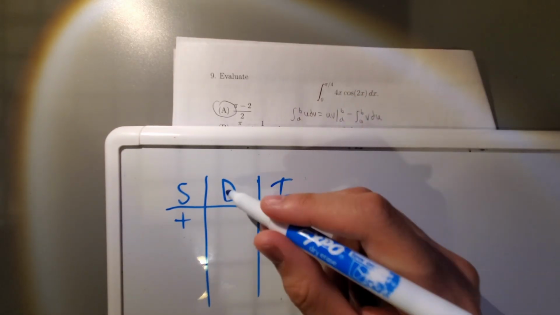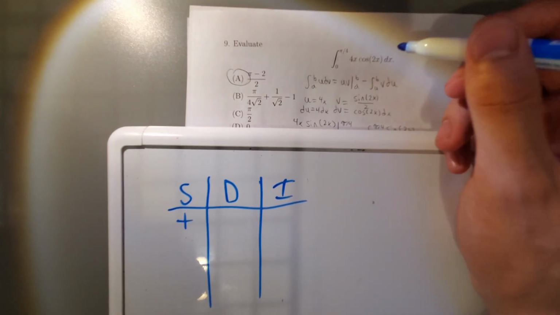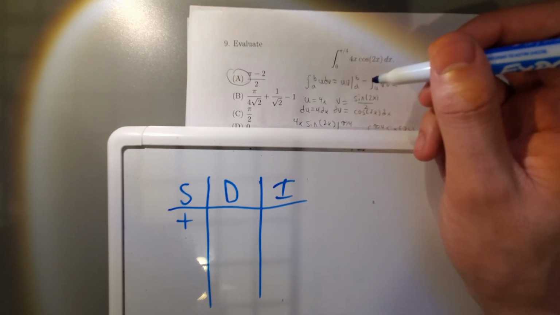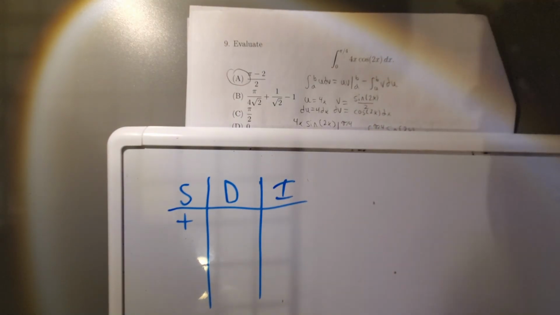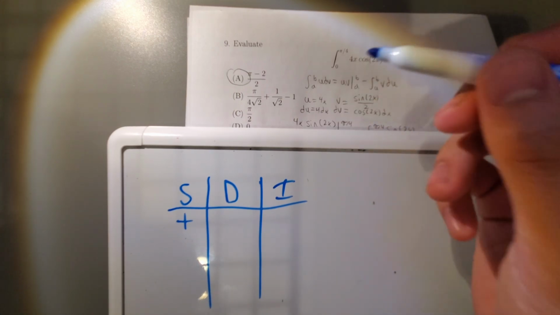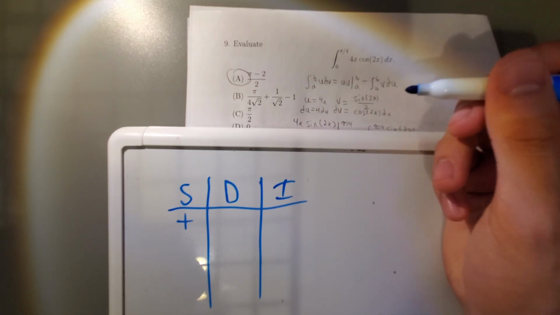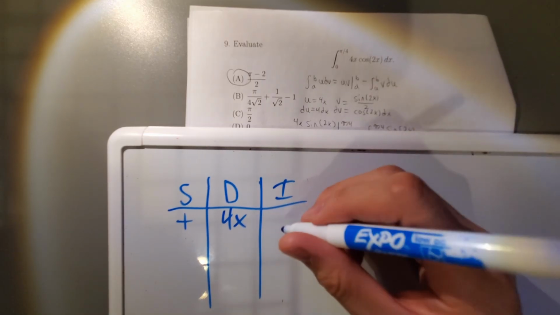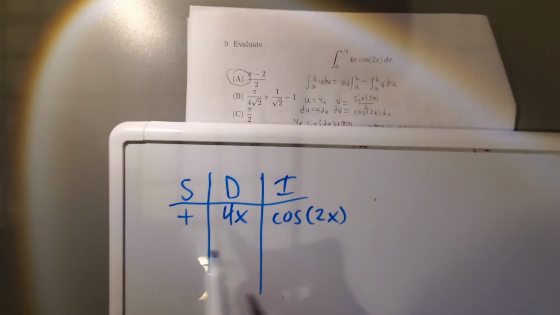For D and I, derivatives and integrals, the process of choosing, you do the same process as the regular way of doing integration by parts, of picking a u and a dv. And whatever you pick for your u, you put that in your derivatives column. And whatever you put for dv, you put that in your integral column. So we're going to use the same u and dv that we used in the original computation. So I'm going to put 4x here, and I'm going to put cosine of 2x here.